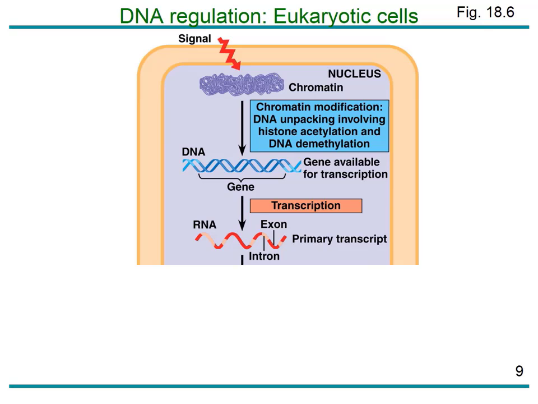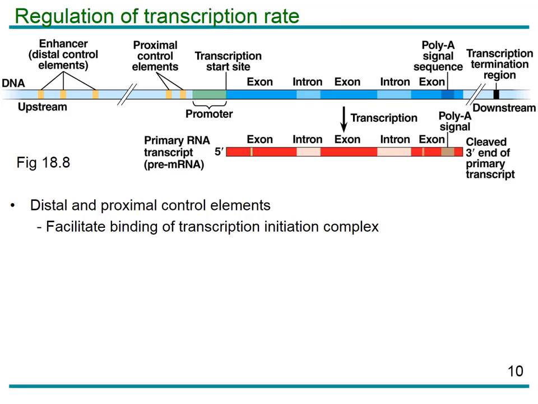DNA is also regulated at the transcription level. We have both what are called proximal and distal control mechanisms to regulate transcription. Distal and proximal control elements are going to facilitate the binding of the transcription initiation complex. If you recall, during transcription, RNA polymerase II is going to bind to our promoter. We have that TATA box in the promoter, and that is where our RNA polymerase II is going to bind. These proximal control elements, which are near the promoter, and these distal control elements, which are far away from the promoter, are going to affect the binding of the transcription initiation complex, which includes our RNA polymerase II.